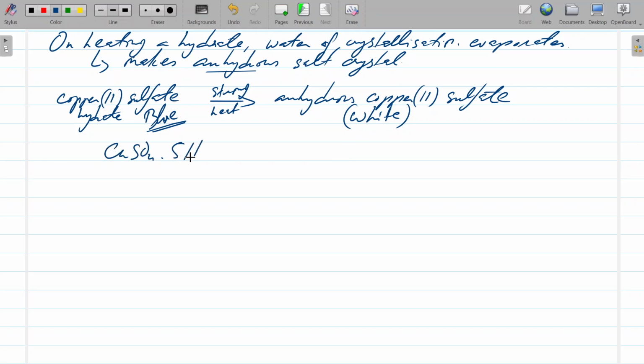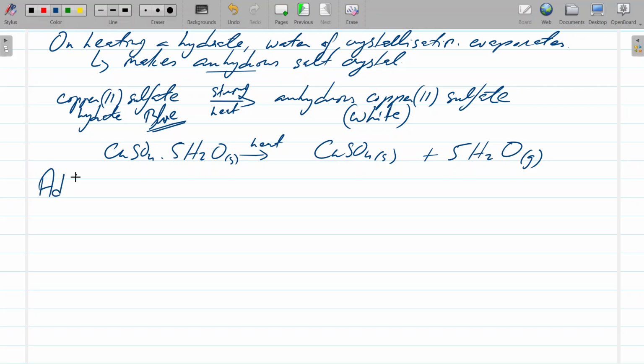So it looks like this. CuSO4·5H2O. You're heating it, and you're getting CuSO4, which is a solid, plus 5H2O. So as you can see, it's not a chemical reaction, just separating the two. And because the water is evaporating, this is water vapor, so it's going to be a gas. The opposite happens when you add water, so you can reverse this.